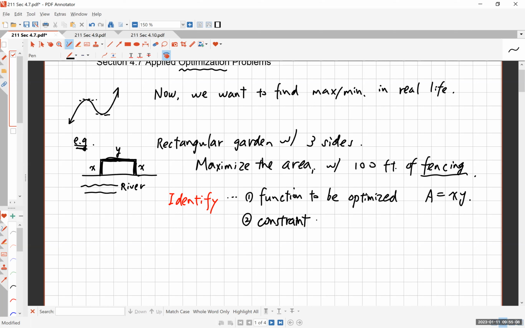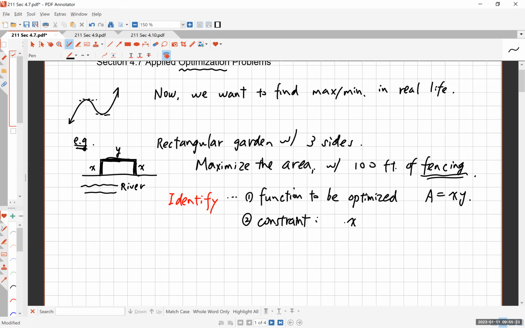All right. The other thing you have to identify is what I was just talking about. Technically, it's called a constraint. Sometimes you have more than one, so you have constraints, and that is 100 feet of fencing. Now, how do you write that? Well, it's pretty easy in this case. You have x, the side x, and side y and side x.